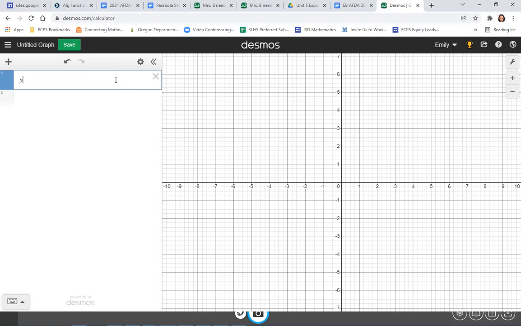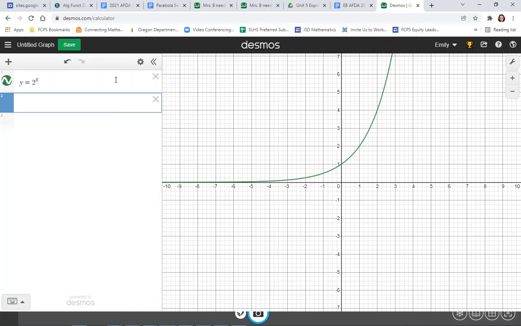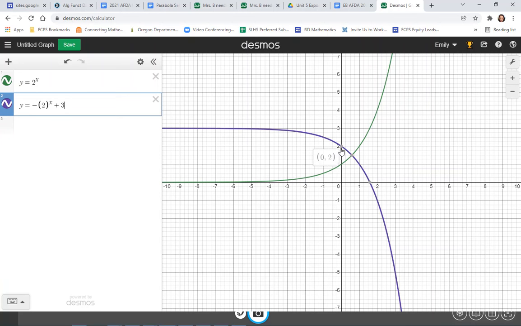So my parent function is y equals 2 to the x. And then my transformed was y equals negative 2 to the x, and then plus 3. Okay. So a lot of you were looking at this point here and you said, well, that point only moves up 1.